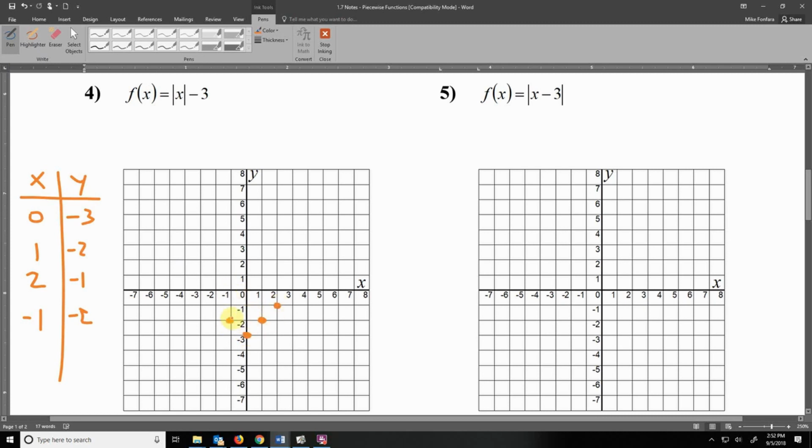So negative 1, negative 2, and now it's made a different shape. Every time you see absolute value, you should get a shape of a V. So now I've got my slope established on this side of the V and on this side. Okay, so we've got a piece here and a piece here. It could also be written like this.